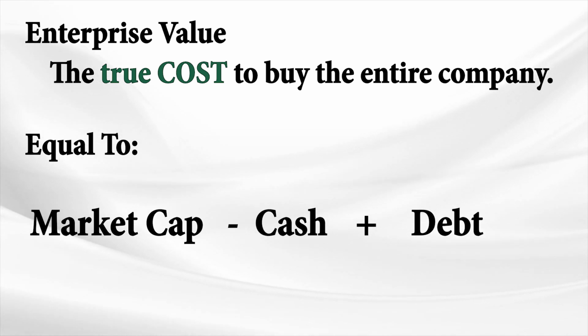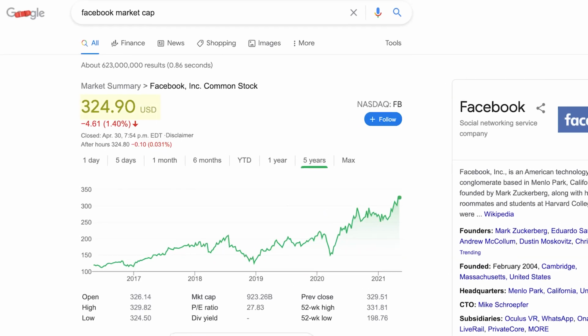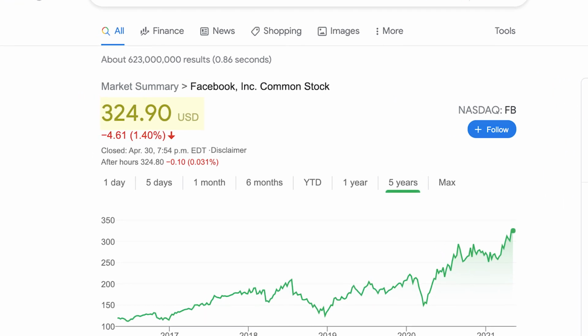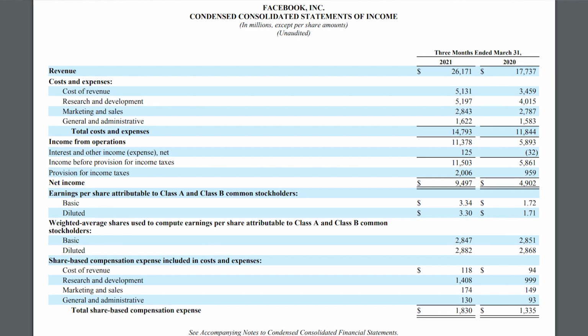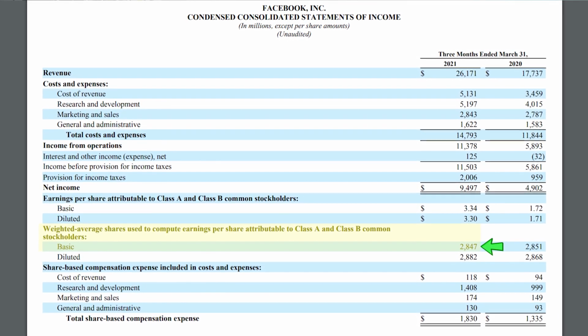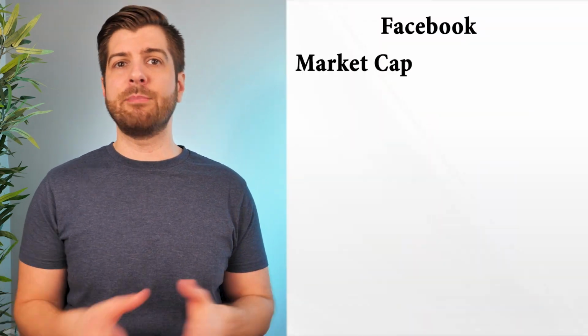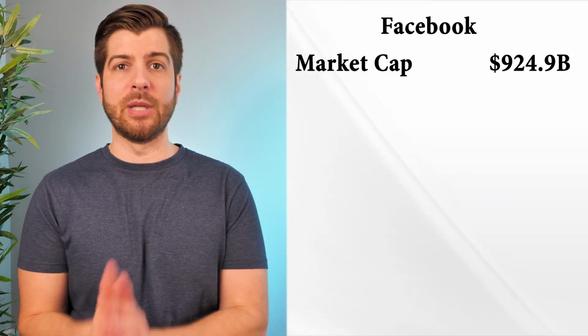Now let's go straight into an example looking at Facebook stock, and in order to explain, let's start by figuring out Facebook's market cap. Today's share price is $324.90, and as per their most recent financial statements, Facebook currently has 2.847 billion shares outstanding. So $324.90 multiplied by the 2.847 billion shares outstanding equals a market cap of just under $925 billion.